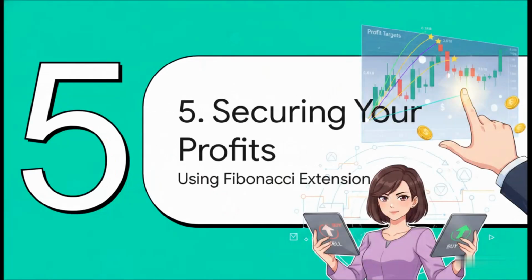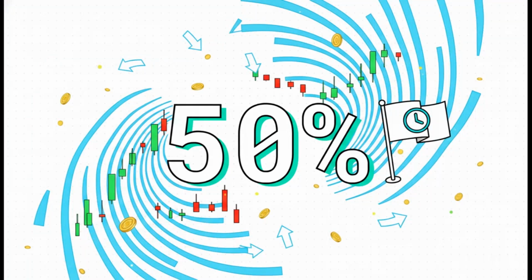Look, getting into a good trade is only half the battle. Knowing when to get out, that's what actually makes you money. So for this, we're going to flip the script and use the Fibonacci extension tool to project potential targets out in front of us. Your first major area of interest for taking some profits off the table is the 50% extension zone. Now remember, this isn't a retracement, this is a projection forward. Think of it like the first checkpoint on your road to a profitable trade.